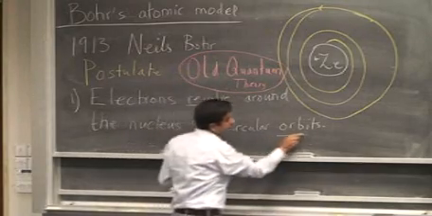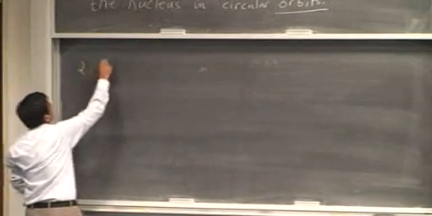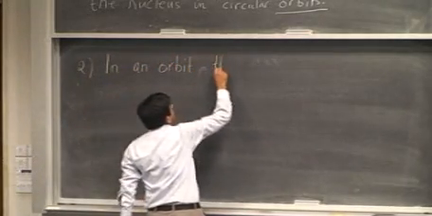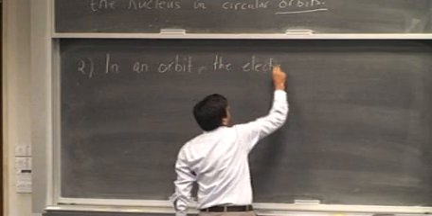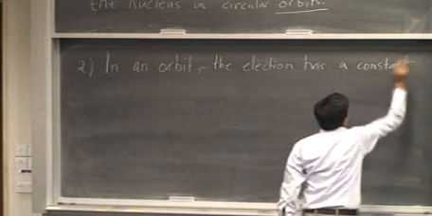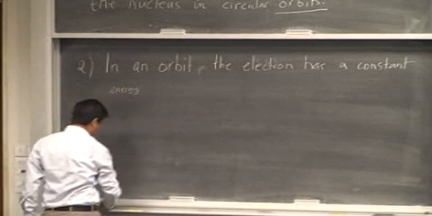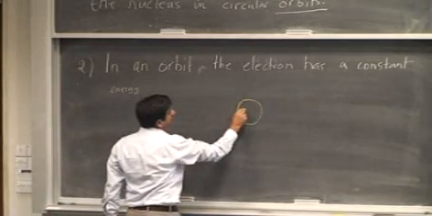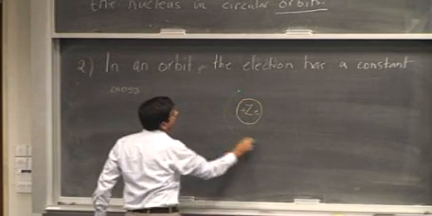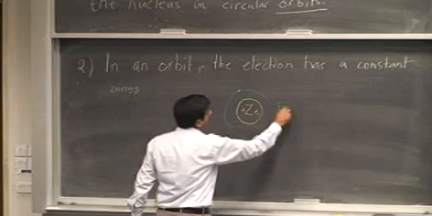So these are circular orbits, and the second postulate that Bohr presented was, in an orbit, the electron has a constant energy. So what this means is, if I have the nucleus, plus ZE is the charge on the nucleus, and I have an electron in one orbit, its energy is going to be something, suppose that energy is E1.